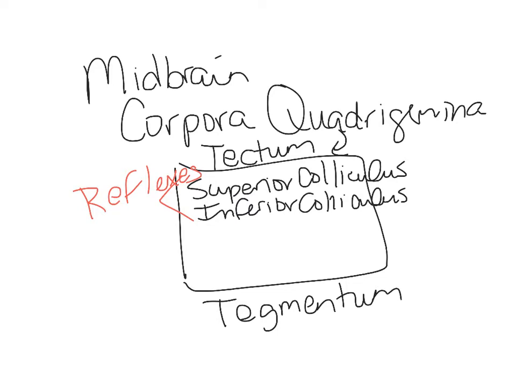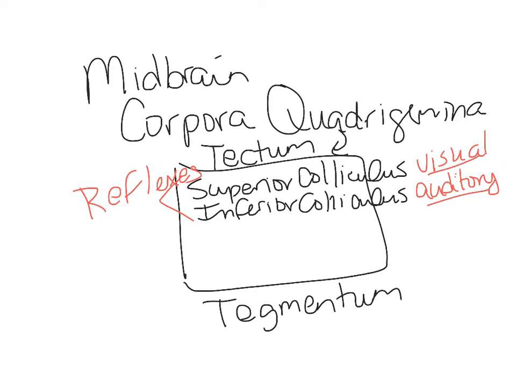The superior colliculus is going to control a visual reflex, whereas the inferior colliculus is going to control an auditory reflex. Okay. So what do I mean by that? So the superior colliculus, if you see a bright light, you flinch away from it, right? That's a reflex. If you hear a loud noise, then the inferior colliculus receives that information, and it's going to cause you to jump.